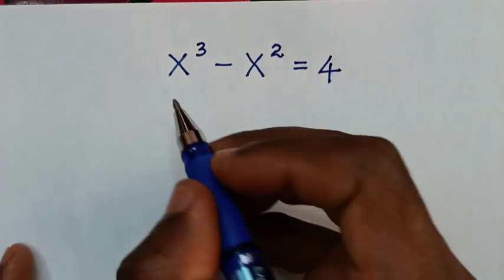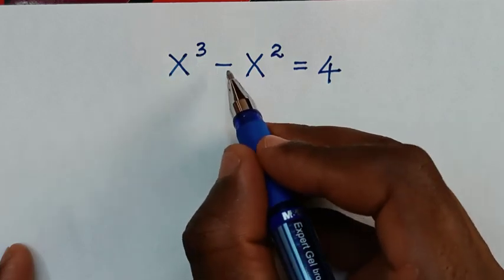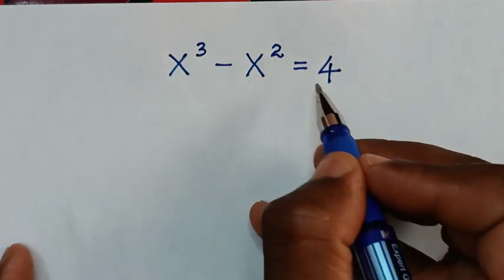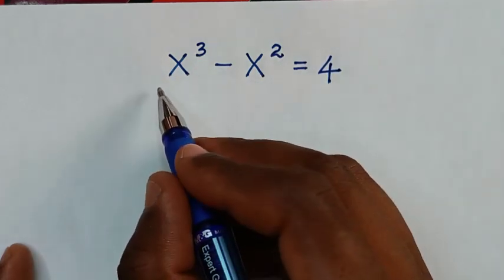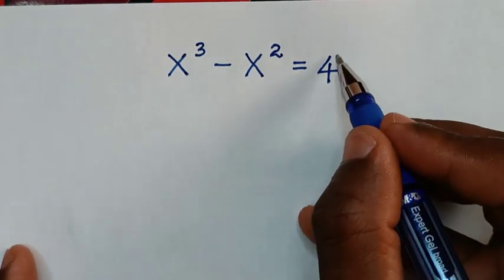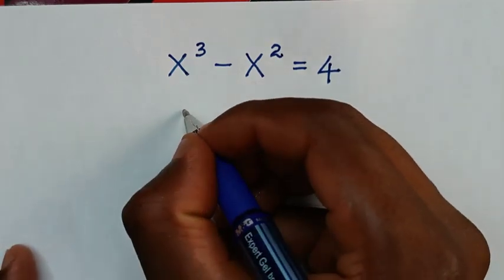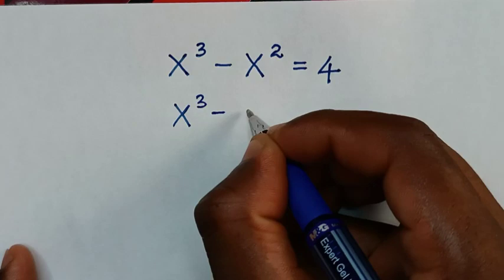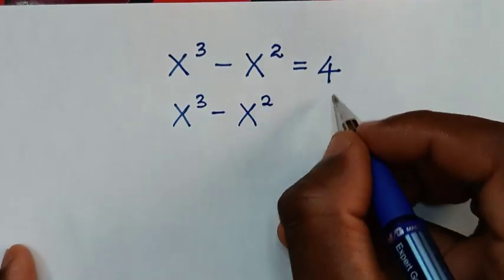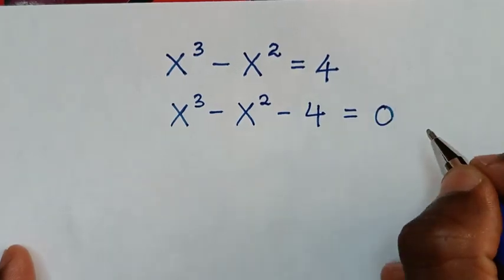Hello, you are welcome to solve this math problem, which is x to the power of 3 minus x to the power of 2 is equal to 4, to find the values of x from this equation. Now, in the first step, we'll take this 4 to the left side. So it will be x to the power of 3 minus x to the power of 2, minus 4 is equal to 0.